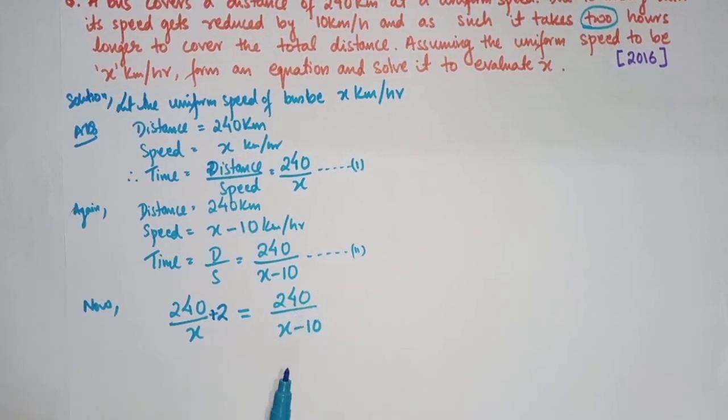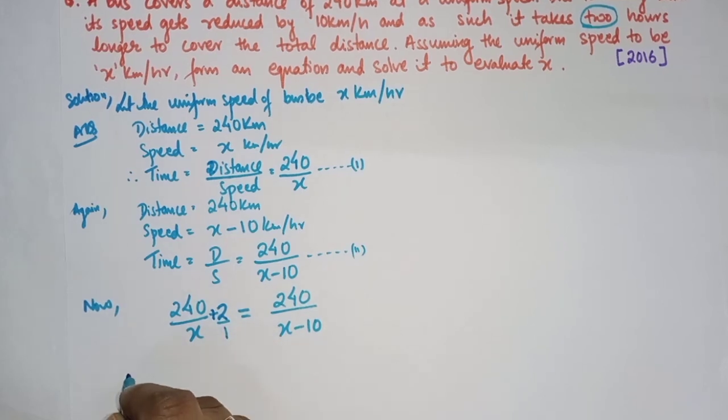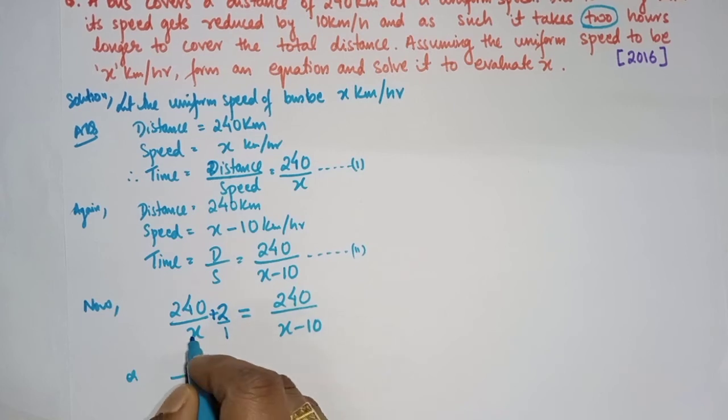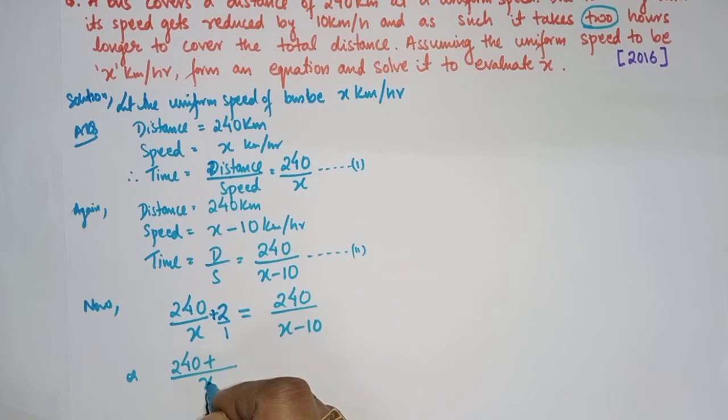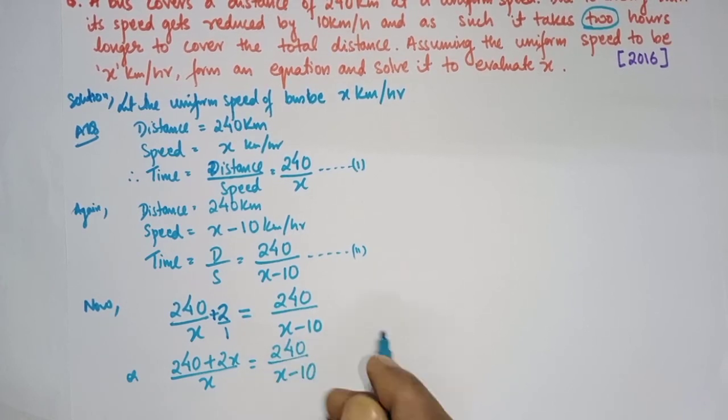Now we have to do the LCM. Below there is nothing, we have 1. So what can I do now? This side the LCM will be x. Now this x gets cancelled, so this will be 240 plus 2 into x, that is 2x, equals 240 upon x minus 10.